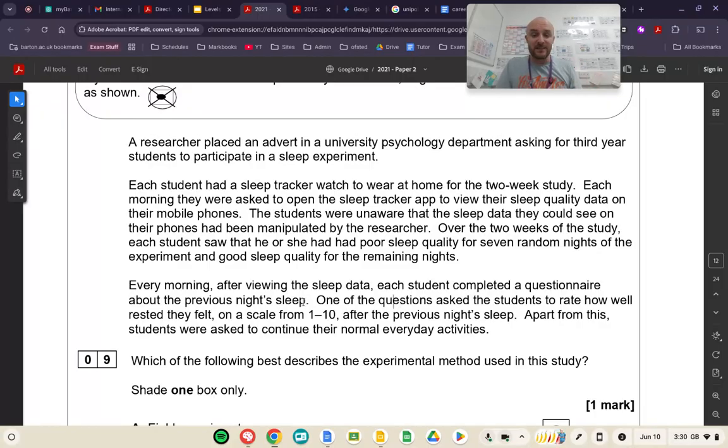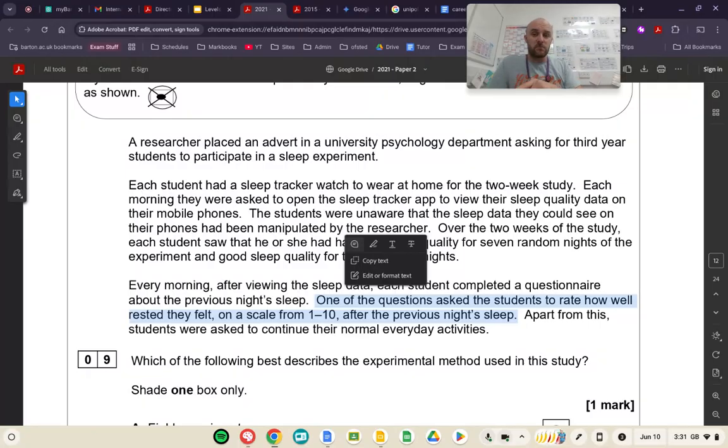What is being measured? In this case, don't need to know the STEM here. One of the questions asked the students to rate how well rested they felt on a scale from 1 to 10 after the previous night's sleep. That's what's being measured. Now, is it nominal? No. They're not after categories here. They're not saying, are you this? It does appear to be ordinal.